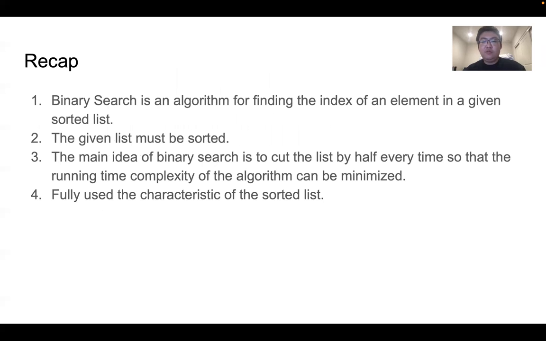So here's the recap. Binary search is an algorithm for finding the index of an element in a given sorted list. It is very efficient. The main idea of binary search is that we cut the list by half every time so that the running time complexity of the algorithm can be minimized.